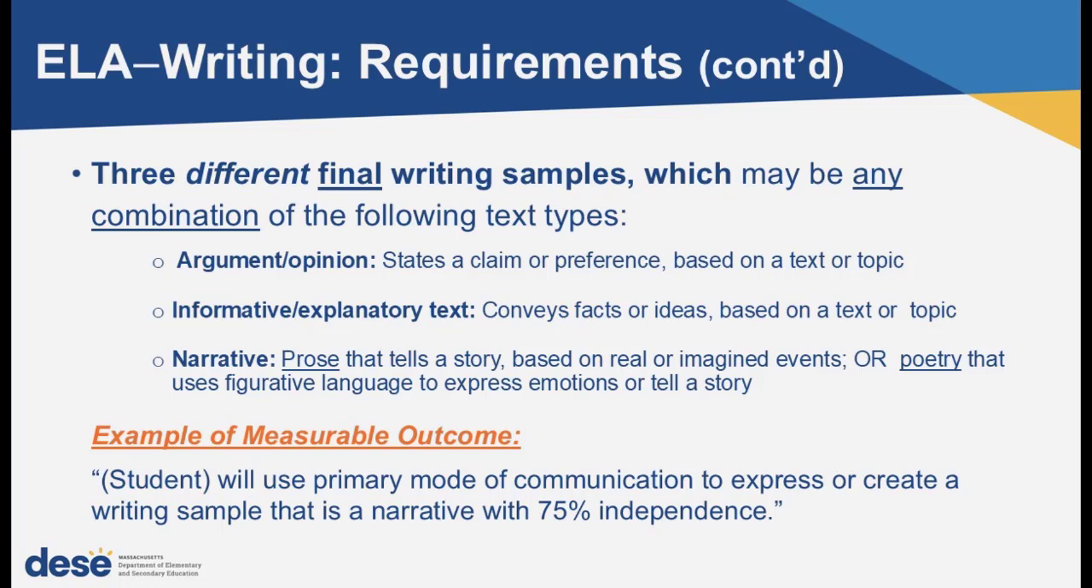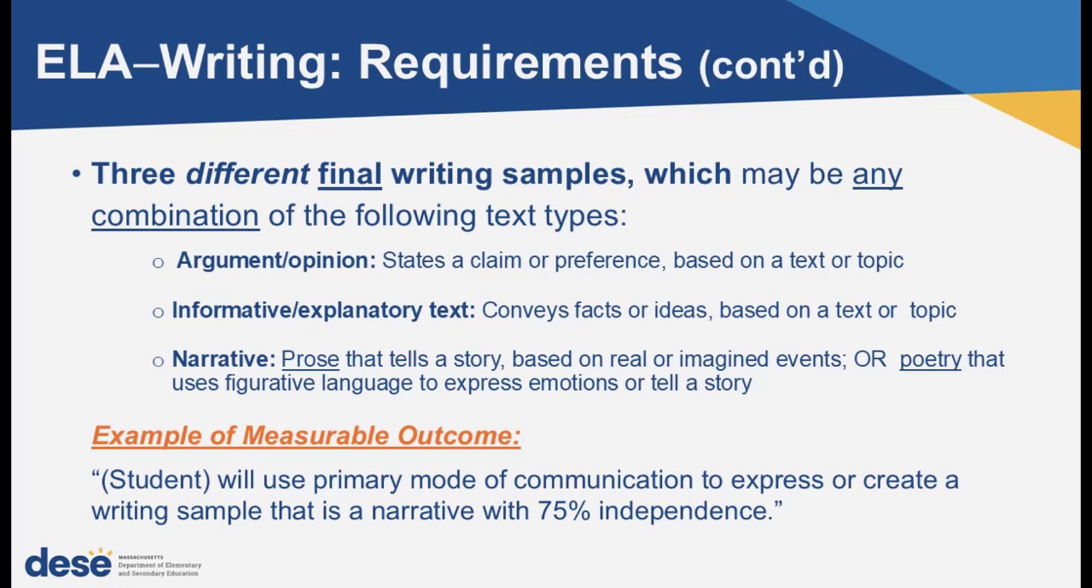And I want to make sure you know this. This is one of those highlightable moments. When you're using entry points, there is only one measurable outcome for entry points. And Kevin will show you this, but I just want to point this out to you so you don't think something's wrong and have to call the department. So the measurable outcome will say student will use primary mode of communication to express or create a writing sample that is a narrative text, and then you're going to add your independence with 75% independence.